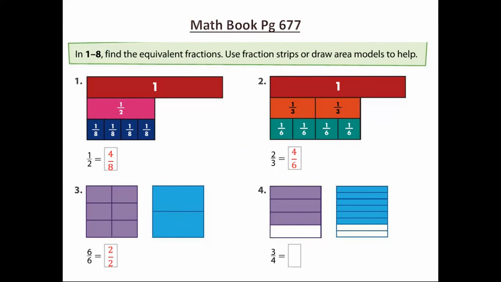Question number 4. We have here 1, 2, 3, 3 shaded parts out of 4 equal parts. Let's count the second shape. We have here 1, 2, 3, 4, 5, 6, so 6 out of 8 equal parts. So 3 out of 4 is equivalent to 6 out of 8. We can get 3 out of 4 equal to 6 out of 8 by multiplying 3 and 4 by 2. 3 times 2 is 6, 4 times 2 is 8.